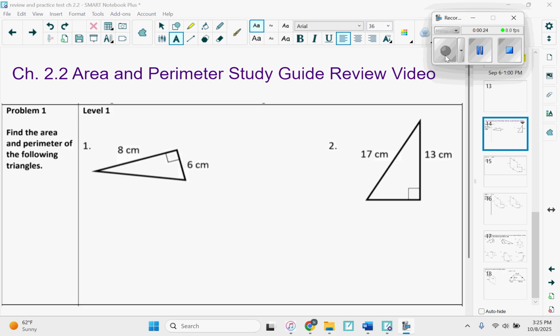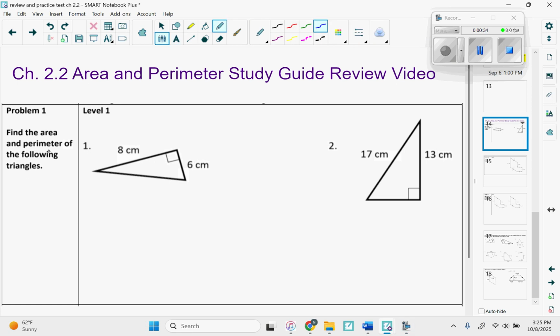Taking a look here at our first problem. Here we have two triangles, and we're trying to find the area and the perimeter. If it's triangles, the area of a triangle, again, is base times height divided by 2. And just a reminder, for perimeter, you add up all of the sides, all of the sides going around the shape.